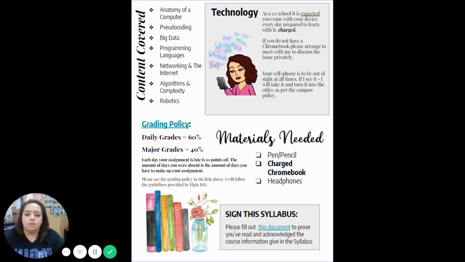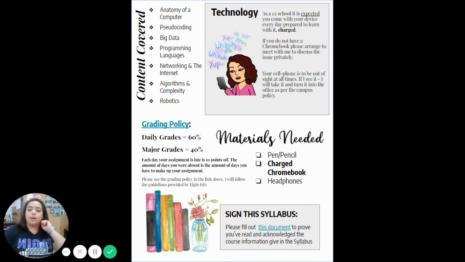Materials needed: pen and pencil, something to write with. Charged Chromebook. Y'all, seriously, I can't stress that enough. It drives me crazy when you guys come in with an uncharged Chromebook, and I have to find my charger. Please come to school with your Chromebook charged. Headphones. If you are going to come in person, you've got to have headphones. We are going to be at different points in different videos, and some people work faster, some people work slower. You're going to need headphones.